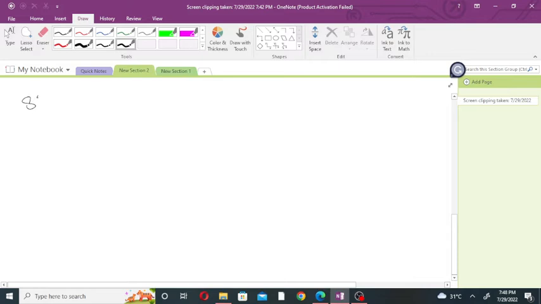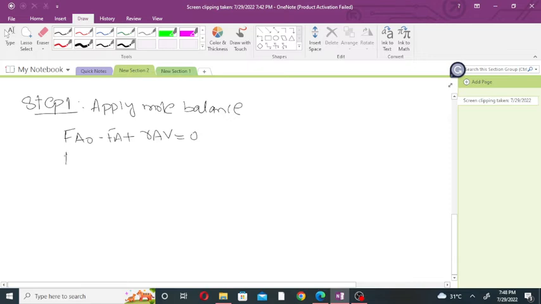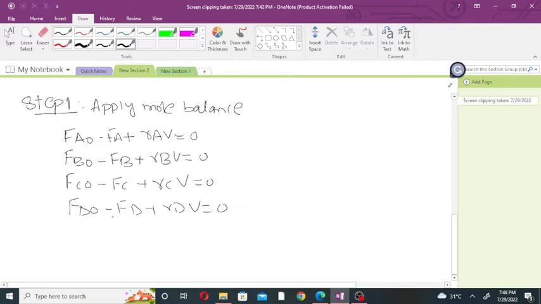There are various steps to reach the solution. Step number 1: apply mole balance on each and every component inside the CSTR. For component A, the mole balance is FA0 minus FA plus RA into V equal to 0. For component B, FB0 minus FB plus RB into V equal to 0. For component C, FC0 minus FC plus RC into V equal to 0. For component D, FD0 minus FD plus RD into V equal to 0. But only components A and B are entering the reactor, so FC0 and FD0 are 0.